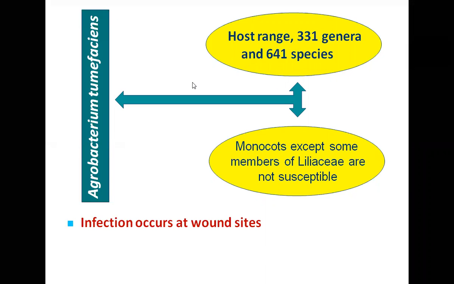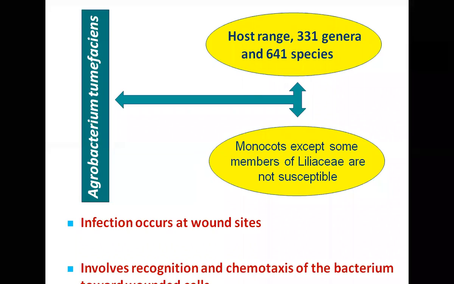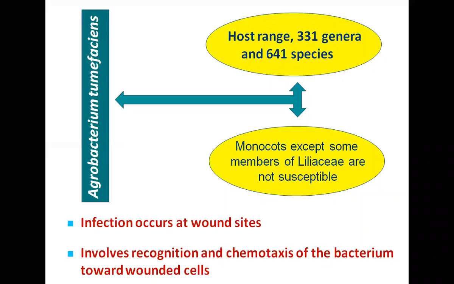As I said earlier, infection occurs at the wound site and it involves recognition and chemotaxis of the bacterium towards the wound itself. You can visualize that wherever there is a wound, an incision, a cut, some chemicals are released from the wound side and these bacteria are attracted towards the wound by chemotaxis. And they will infect the plant tissue.